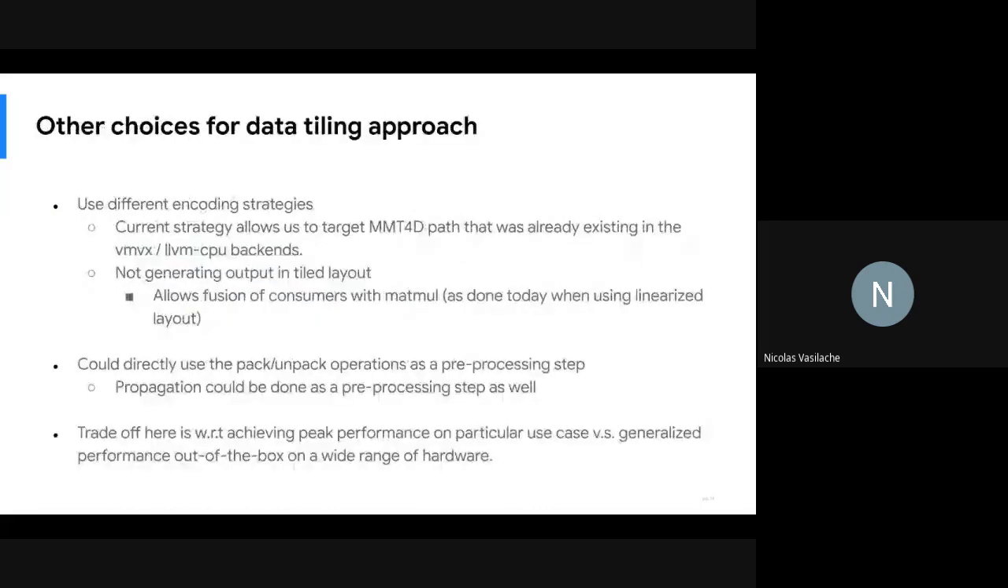Could you please go back to, let's see. Yeah, exactly this one. So you mentioned the pre-processing step and then architecture information. How about using the fact that we can parameterize data tiling by symbolic variables, and then plug them in later? What do you think about that?